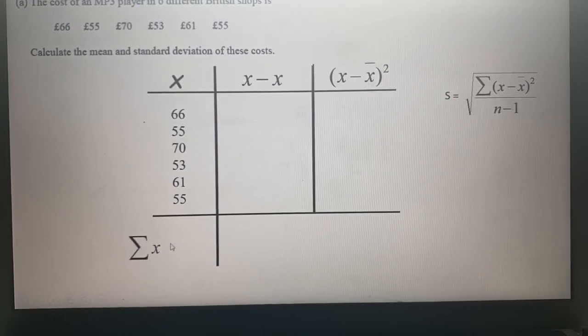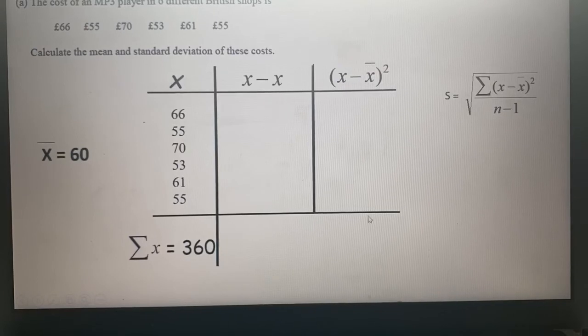So add up all our values in that first column. The total of all our values is 360. This time there's 6 values, so dividing by 6 gets us 60. So £60 is the mean cost, the average cost of the MP3 player.